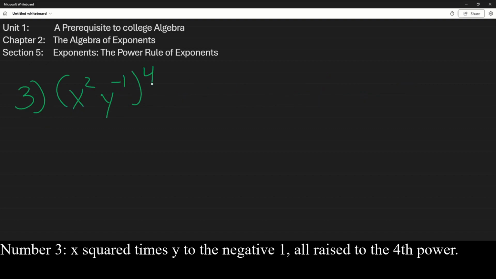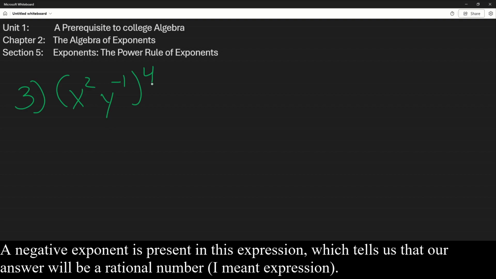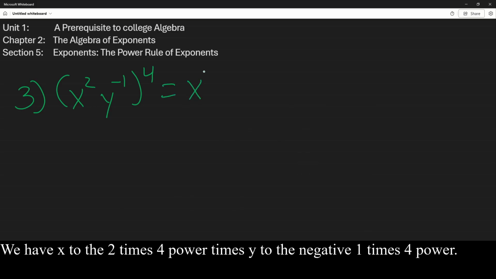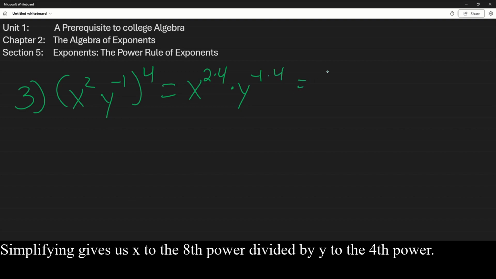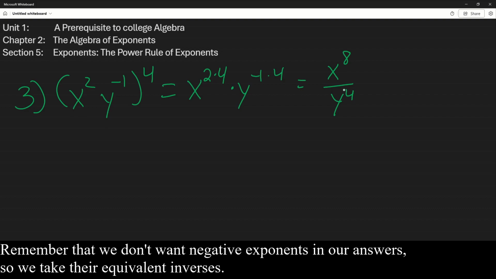Number 3, x squared times y to the negative 1 power, all raised to the 4th power. A negative exponent is present in this expression, which tells us that our answer will have a rational number. We have x to the 2 times 4 times y to the negative 1 times 4. Simplifying gives us x to the 8 divided by y to the 4th. Remember that we don't want negative exponents in our answers, so we take their equivalent inverses.